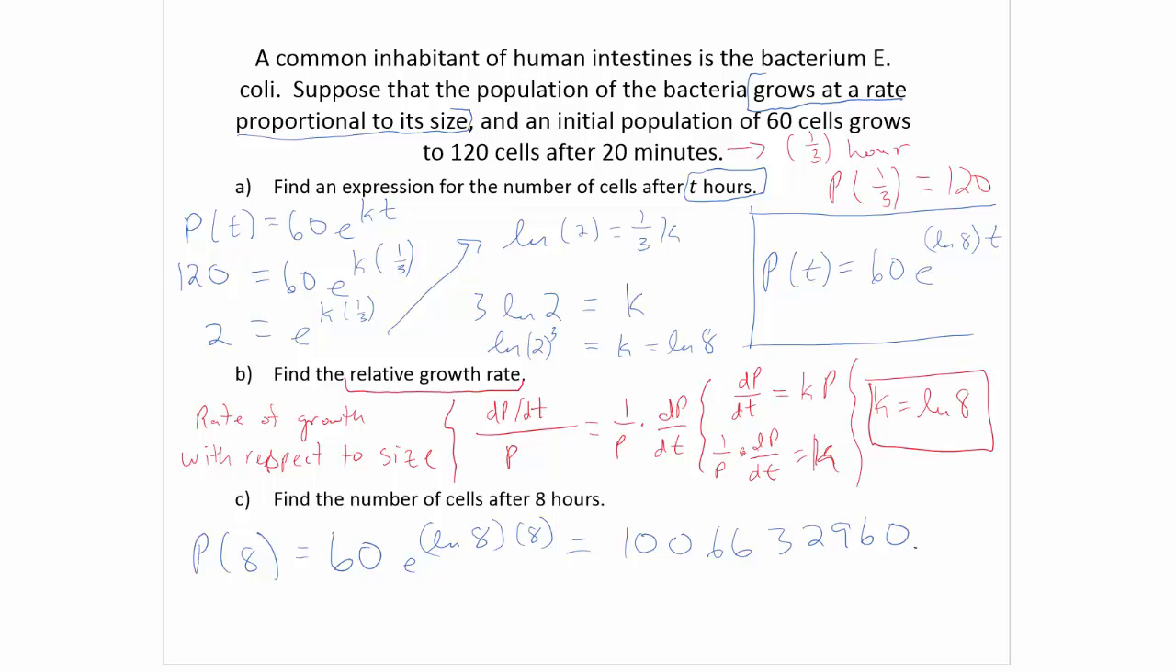So let's see, the decimal, we've moved 1, 2, 3, 4, 5, 6, 7, 8, 9 places. So this is approximately 1.007 times 10 to the 9th. So after 8 hours, that's what, 1 billion cells. So fairly impressive.